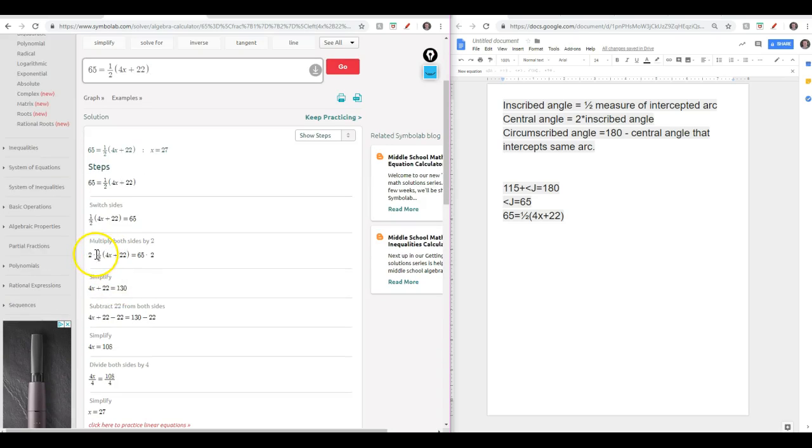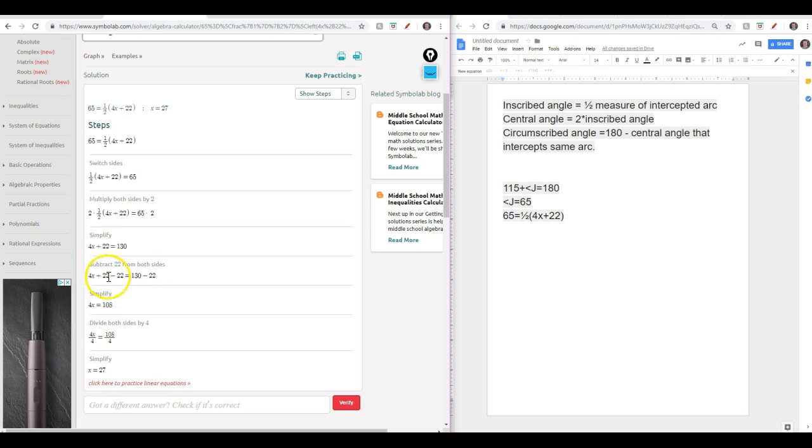So then they multiplied by 2 so that they could reduce the 1/2 down to a 1. So 2 times 1/2 is a 1. And then they multiplied 65 by 2, which is 130. So that's where this 1 times 4x plus 22 is just 4x plus 22. Then you would subtract 22 from both sides and simplify. So 130 minus 22 is 108. 22 minus 22 is 0. 4x plus 0 is just 4x.